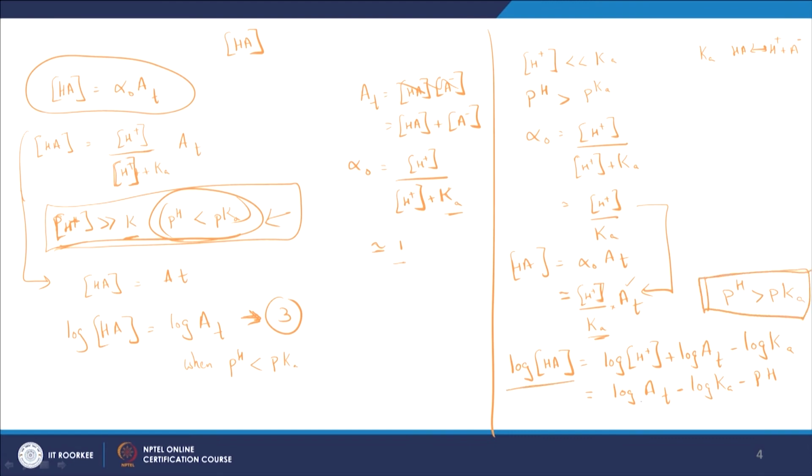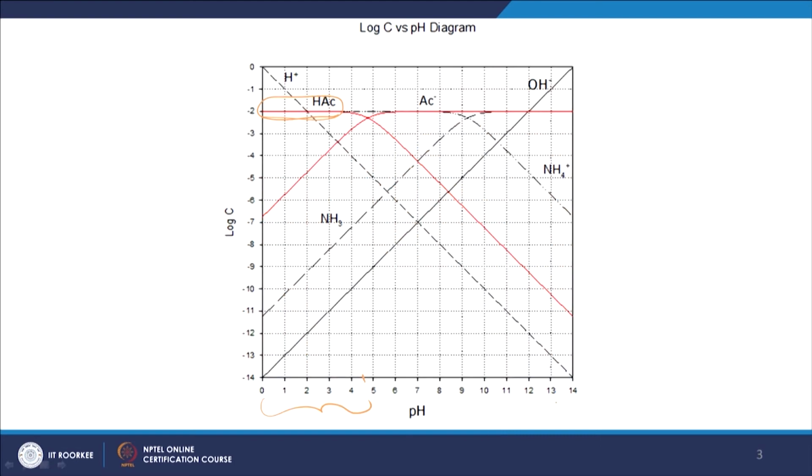Please keep in mind that we are making some assumptions here. What does that mean? When the pH is greater than pKa, as you keep increasing the pH, what happens to log HA? It keeps decreasing. So, let us look at the graph here. As we are increasing the pH, and we are talking about this zone now when pH is greater than pKa, as we are increasing the pH in this direction, we see that log HA is decreasing. So, that is what we just derived now.